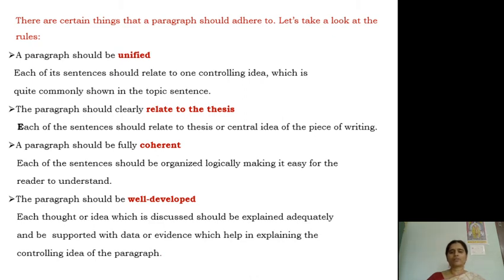So whatever evidence, whatever supporting sentences we provide in the paragraph should explain or refer to the main idea of the paragraph. So all these things we have to keep in mind when we are constructing a paragraph. A paragraph should be unified, it should clearly relate to the thesis or main point, like the topic sentence. It should be fully coherent, and well developed. So all these important rules we have to remember when we are constructing a paragraph.